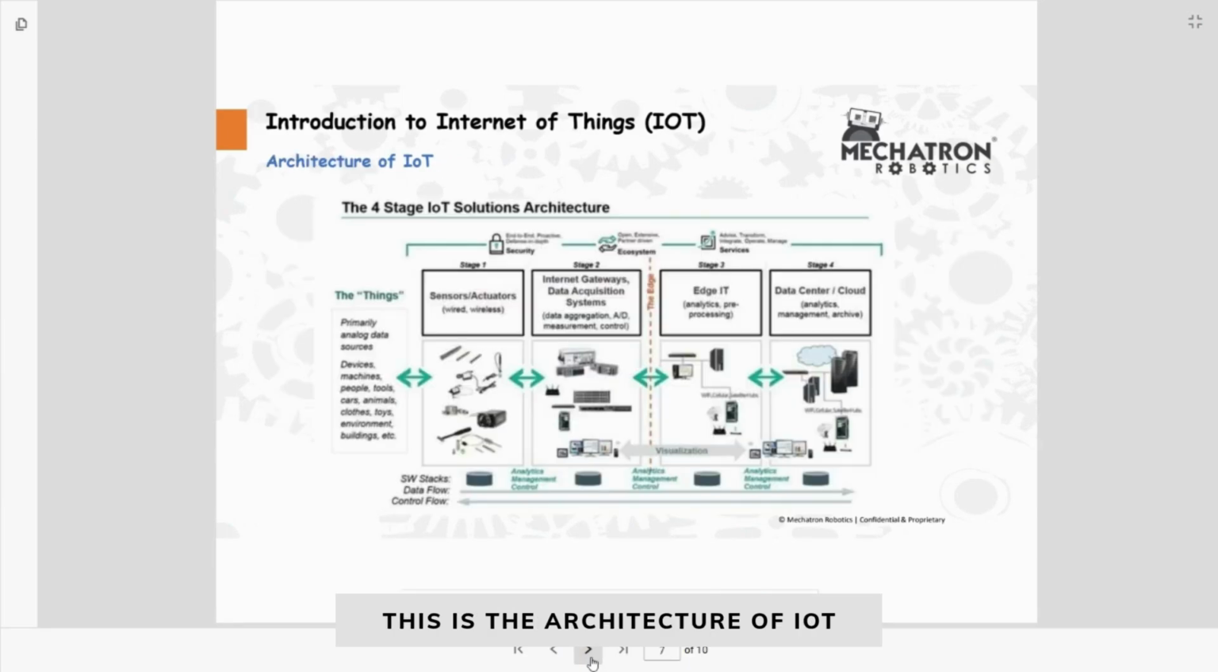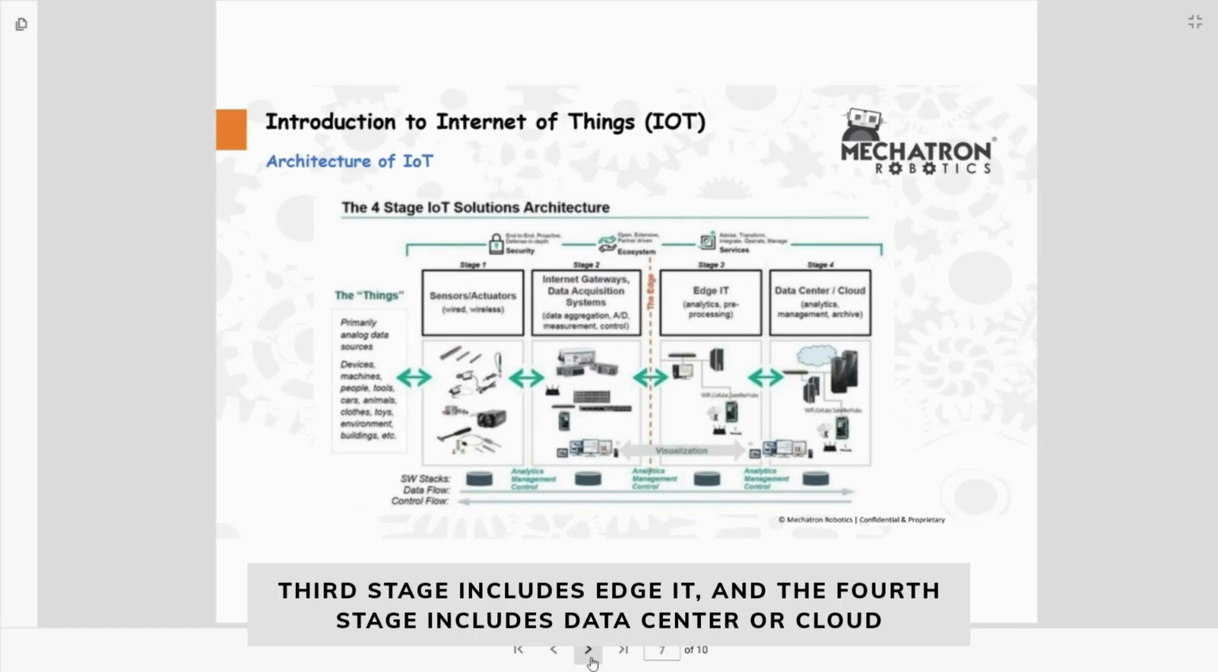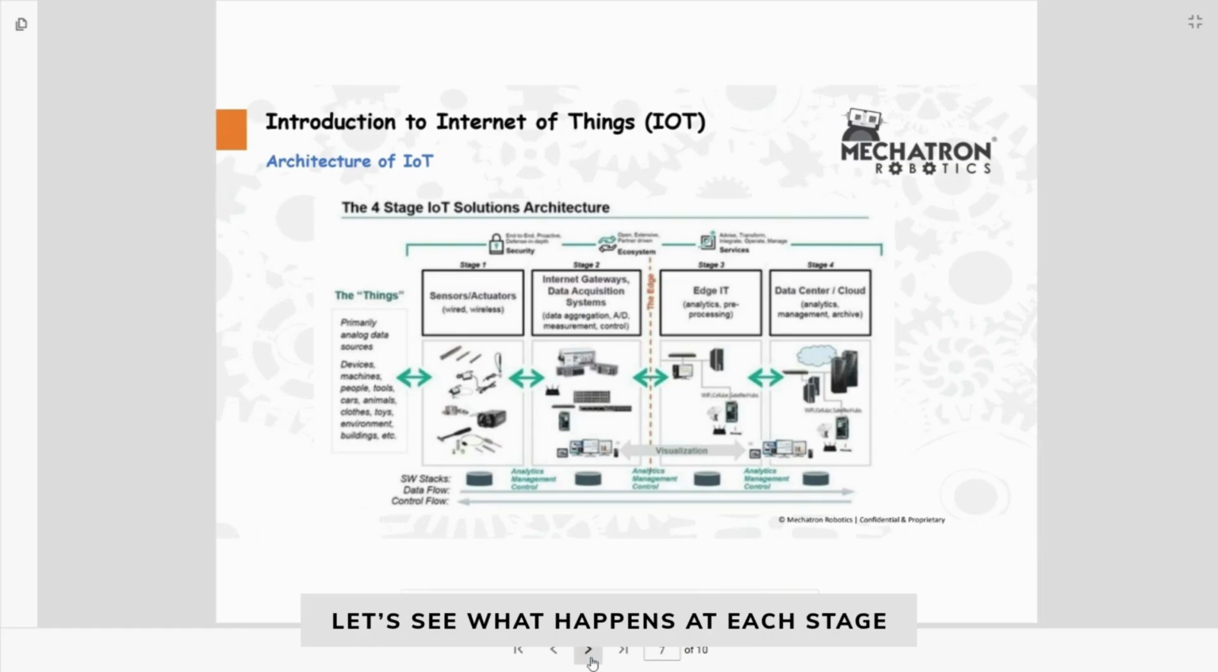This is the architecture of IoT. So there are the four stages of IoT solution architecture. The first stage consists of the sensors and actuators. The second stage consists of a data acquisition system and internet gateways. The third stage includes edge IT and the fourth stage includes data center or cloud. Now let's see what is going to happen at each stage.